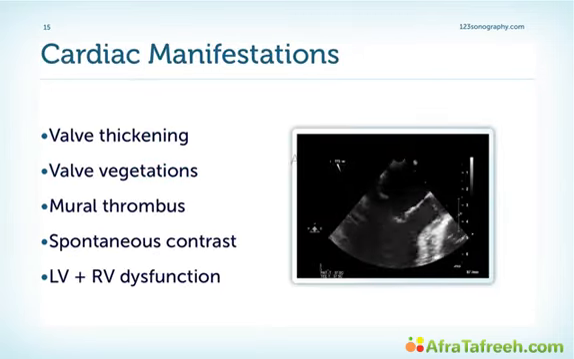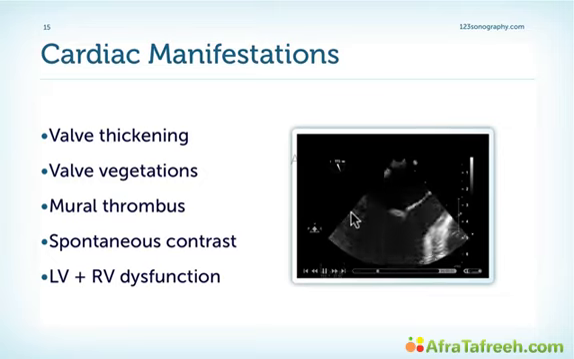And finally, what are the typical echocardiographic findings? We saw this image already: valve thickening, vegetations, but also mural thrombus. So not necessarily do these vegetations have to be on the valve itself. Spontaneous contrast, and left as well as right ventricular dysfunction.